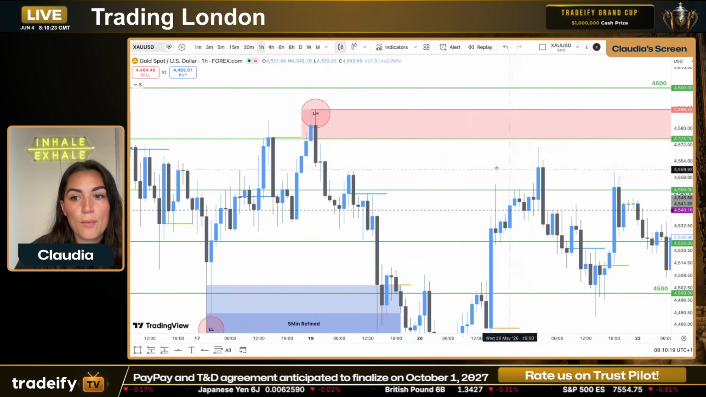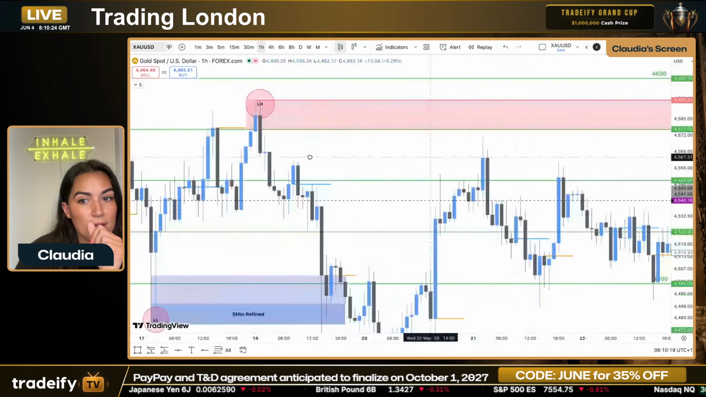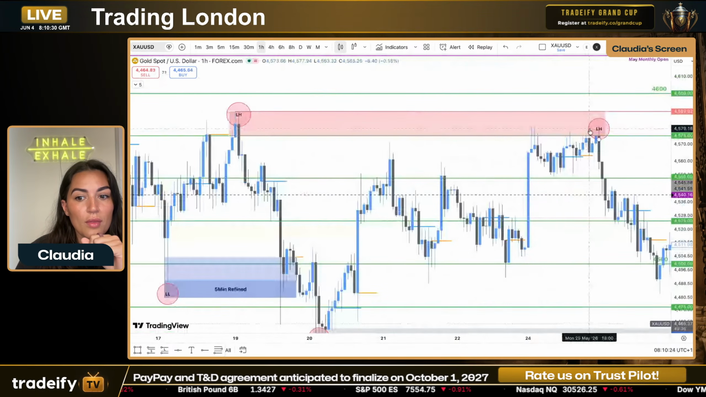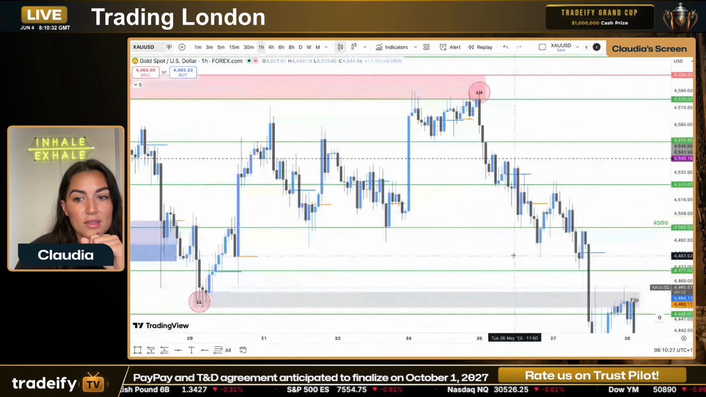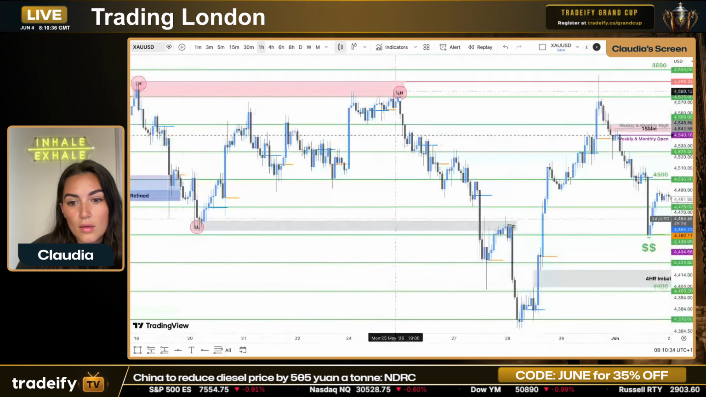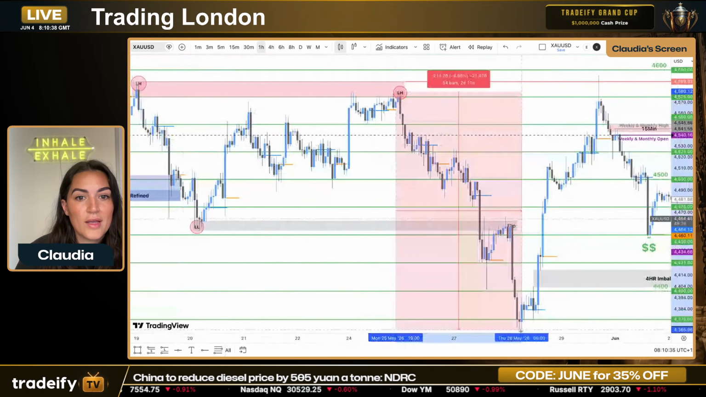So do you see the way price came back into this area and then reacted off it really beautifully and then dropped to the downside, a couple of 100 points, 200 points, right?